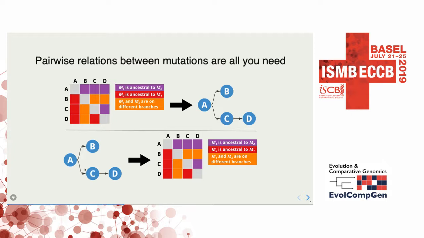So this is an if and only if kind of relationship. Now, the second half of this is trivial. If you look at the tree, you can read off, oh, well, A is ancestral to D, B and C are different branches, and so on. To get the first half, we need to infer from data.